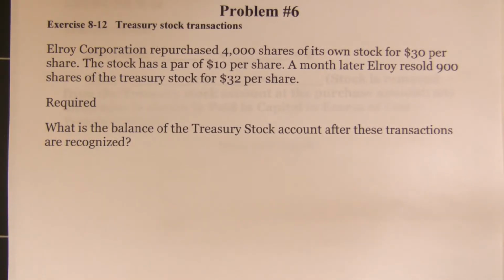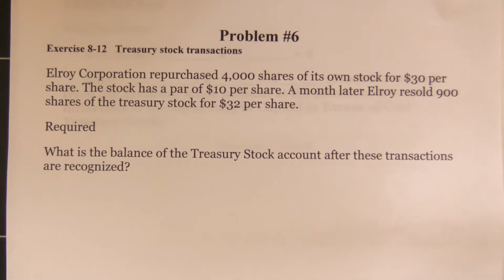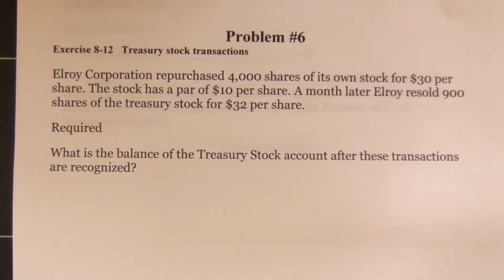Once again, this is problem 6 on Connect. It's labeled exercise 8-12 in your text. Problem 6 on Connect, 8-12 in your text. We have to go through and make sure we understand what they're telling us, and we have to understand a few basic rules.